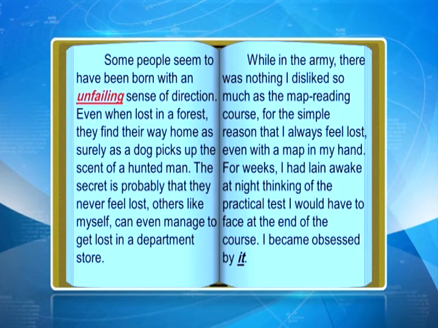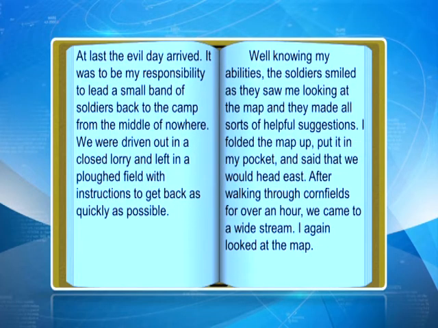Even with a map in my hand, for 4 weeks I had lain awake at night thinking of the practical test I would have to face at the end of the course. I became obsessed by it. At last, the evil day arrived. It was to be my responsibility to lead a small band of soldiers back to the camp from the middle of nowhere. We were driven out in a closed lorry and left in a plowed field with instructions to get back as quickly as possible.